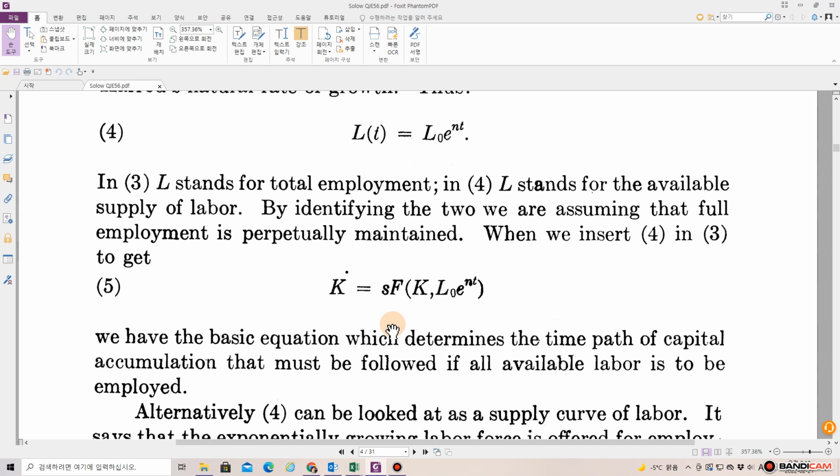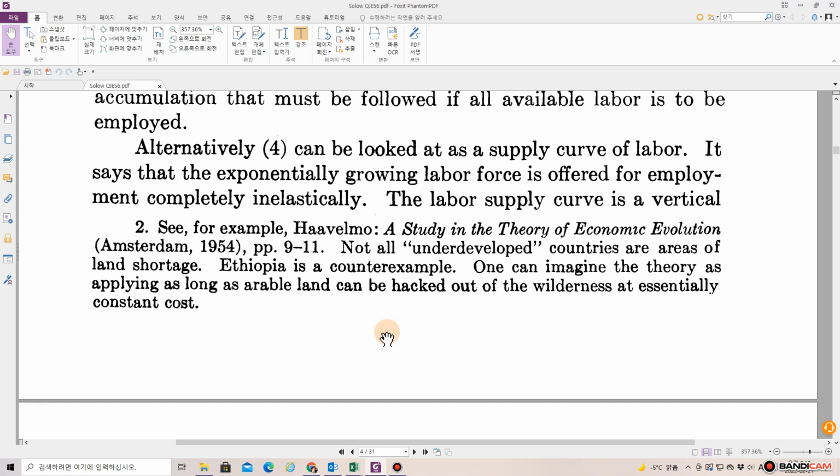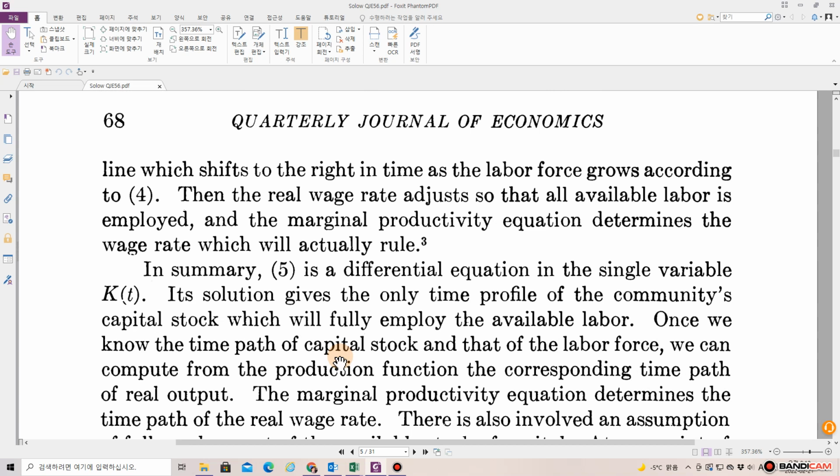When we insert 4 in 3, we get k dot equal to S times f of k and L sub 0 times e to the power of nt. We have the basic equation which determines the time path of capital accumulation that must be followed if all available labor is to be employed. Alternatively, 4 can be looked at as a supply curve of labor. It says that the exponentially growing labor force is offered for employment completely inelastically. The labor supply curve is a vertical line which shifts to the right in time as the labor force grows according to 4.